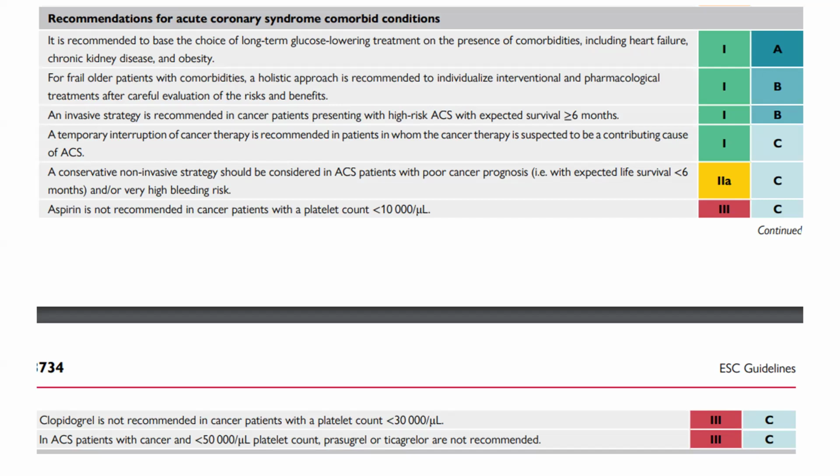And aspirin is not recommended in patients with cancer if the platelet count is less than 10,000 per microliter, clopidogrel if it's less than 30,000 per microliter, and prasugrel or ticagrelor if it is less than 50,000. It is not recommended.